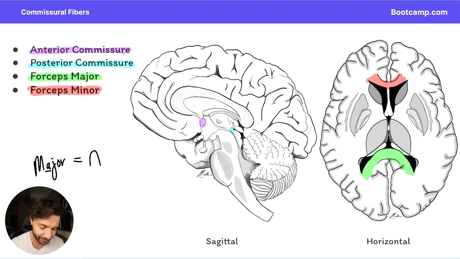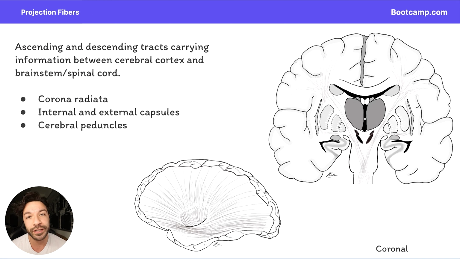Now moving on to those projection fibers. So again, these are going to be ascending and descending tracts, which are connecting higher and lower areas of the central nervous system. So in this example we'll walk through, we'll look at a case in which a motor neuron is sending signals from a higher cortical area down to a lower cortical area. So our signal would start out in this outer cerebral cortex area.